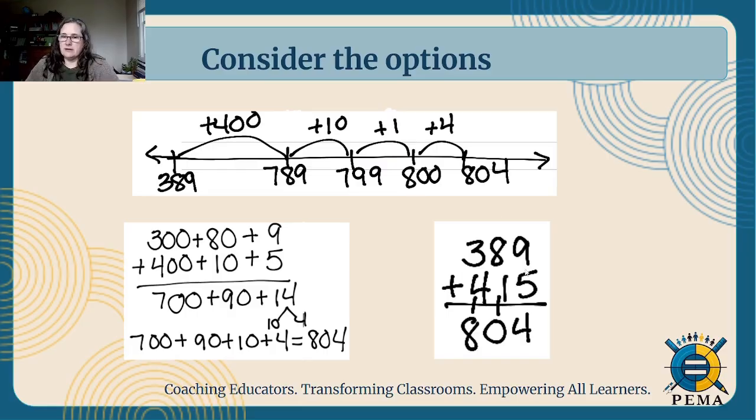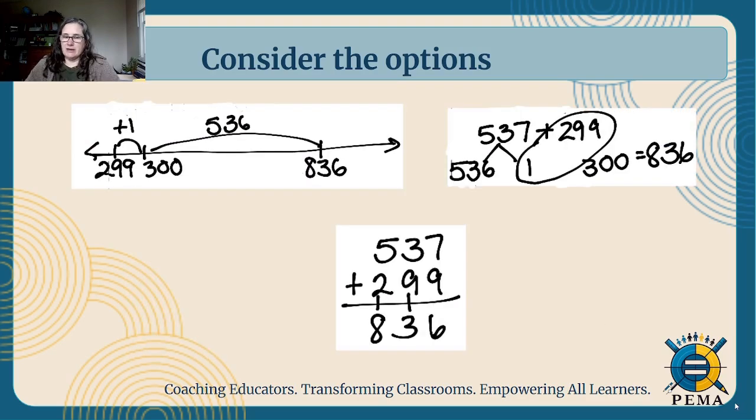So with this one, that open number line has a lot of steps on it. It could be helpful, but I also think that standard algorithm thinking, whether you do it with expanded form or standard form, is probably a more efficient way to think about this.